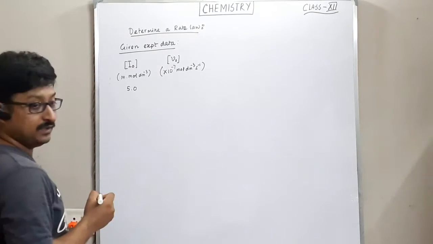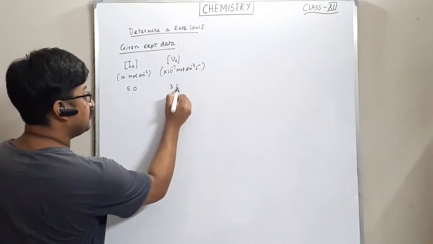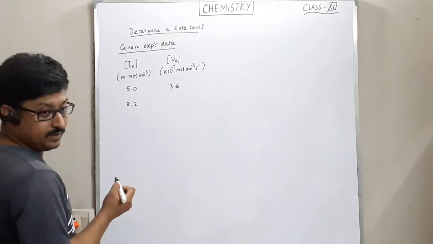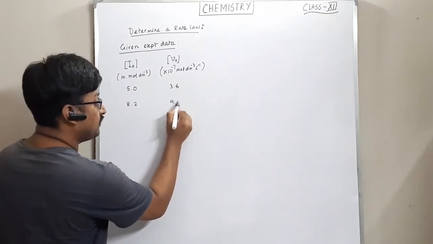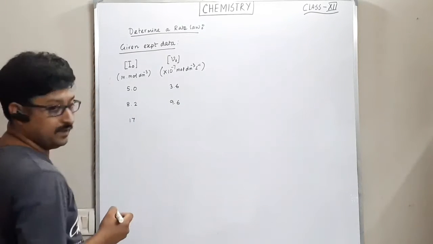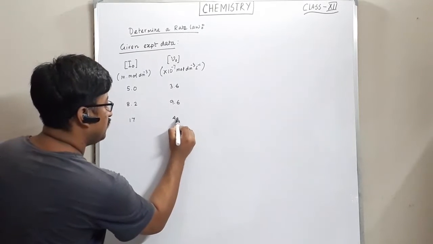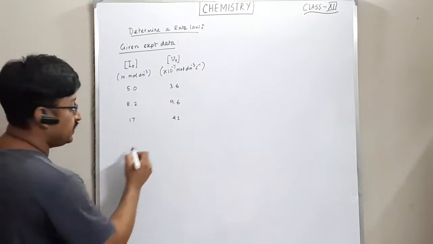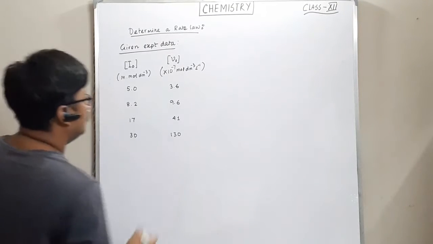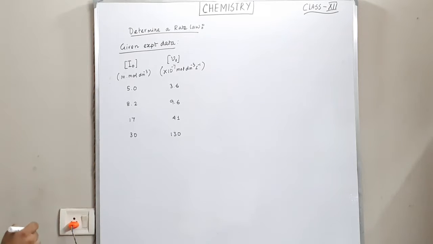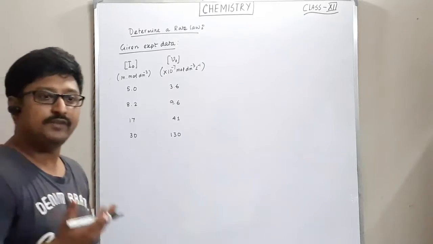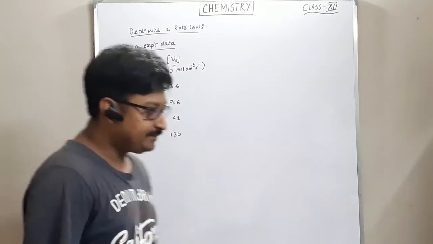Concentration is 5, this is 3.6. Then when your concentration is 8.2, then it is 9.6. When your concentration is 17, this is 41. And when concentration is 30, then it is 130. So this is the data given. So as your concentration increases, your rate also increases, definitely. So what will I do?